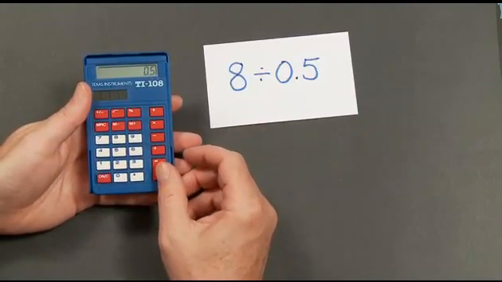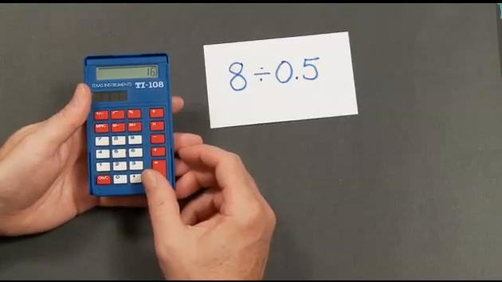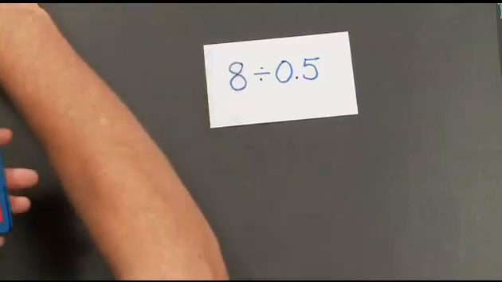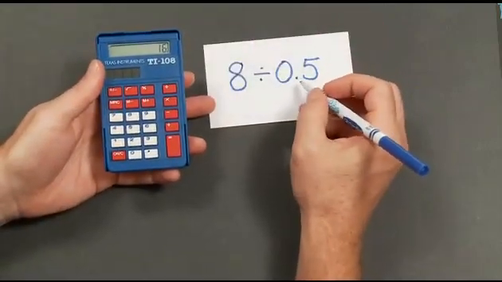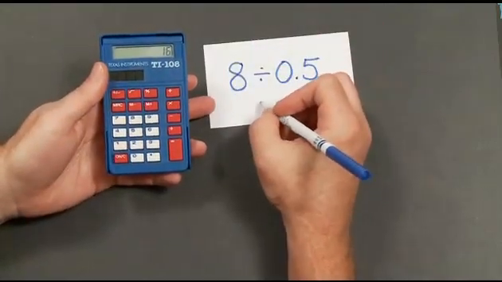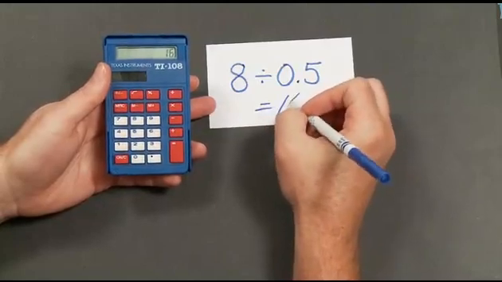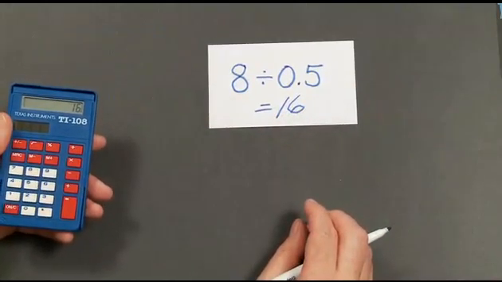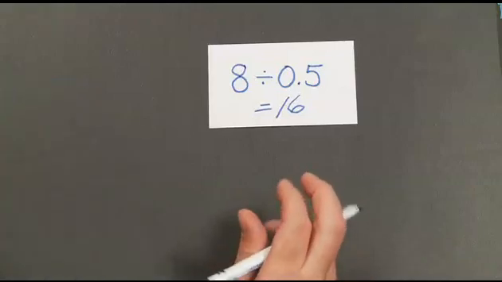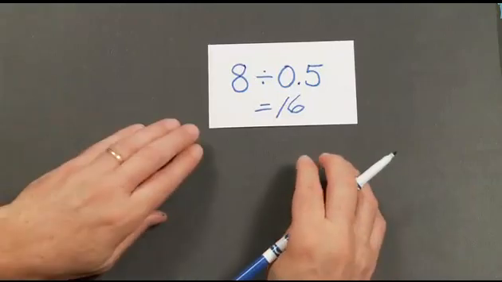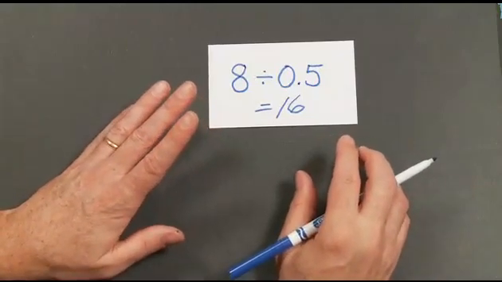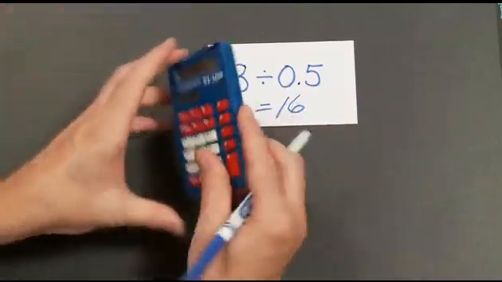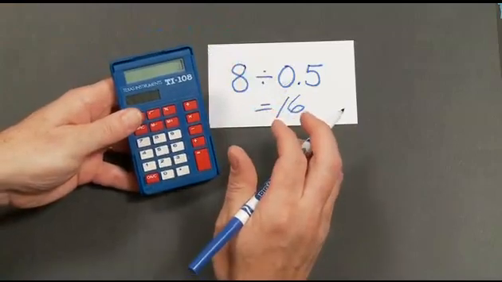Let's find out. Whoa. 8 divided by 0.5 equals 16. Does that surprise you? I mean, doesn't division give us a result that's smaller than what we started with? You got to ask yourself, is there something wrong with this calculator? Is it busted? Come on, what's wrong here?